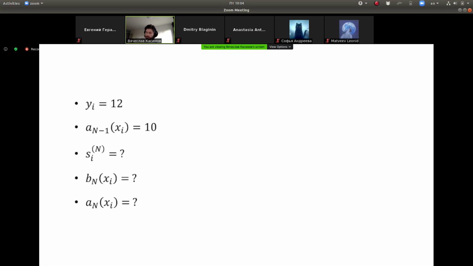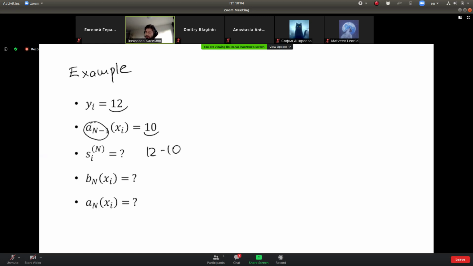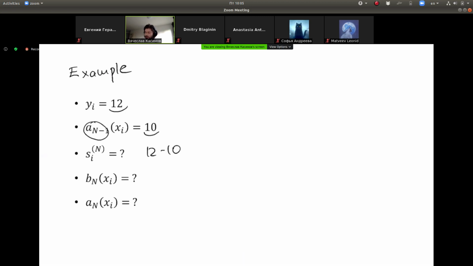Okay, let's consider a very simple example just to keep our intuition. For some object we have an output 12, and we already have an algorithm of n-1 models that outputs 10. So what will be the residual? Of course, it will be 2. So this new model should learn plus 2, and then the ensemble should output 12. Okay, very basic.